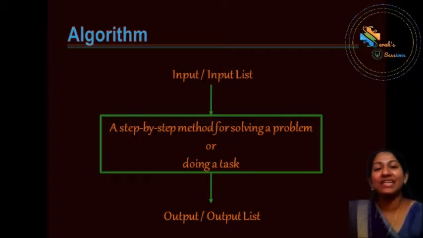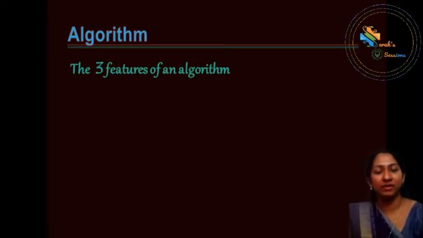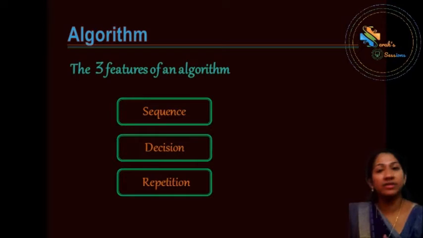Okay, we are dealing with algorithms. In the last video, I had given a brief introduction to algorithms and a simple example to show how to formulate an algorithm. Here we will see the main 3 features of an algorithm. They are sequence, decision, and third one, repetition.